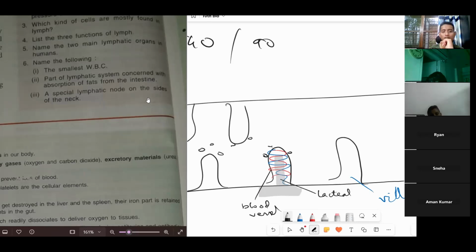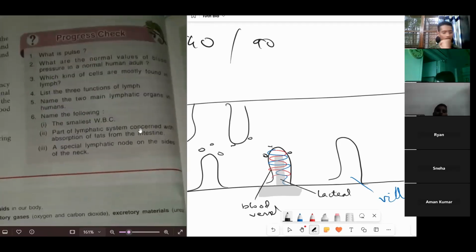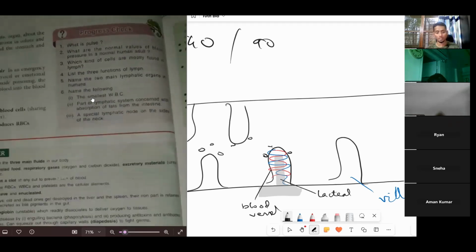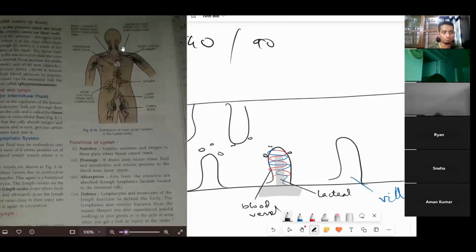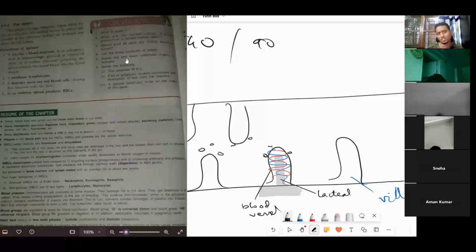Next, a special lymphatic node on the sides of the neck. Tonsils. So, tonsils is a lymphatic node. I don't think we can call it a lymphatic organ. Okay, let me just check. What are the lymphatic organs? Yes, you can say spleen, tonsils, thymus. Tonsil is a good answer.